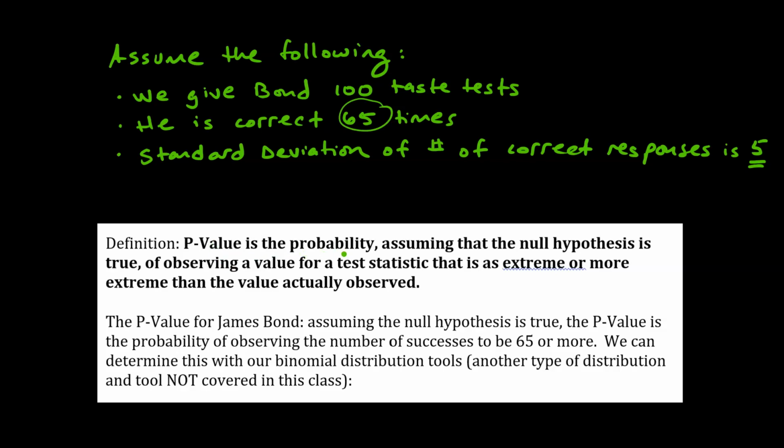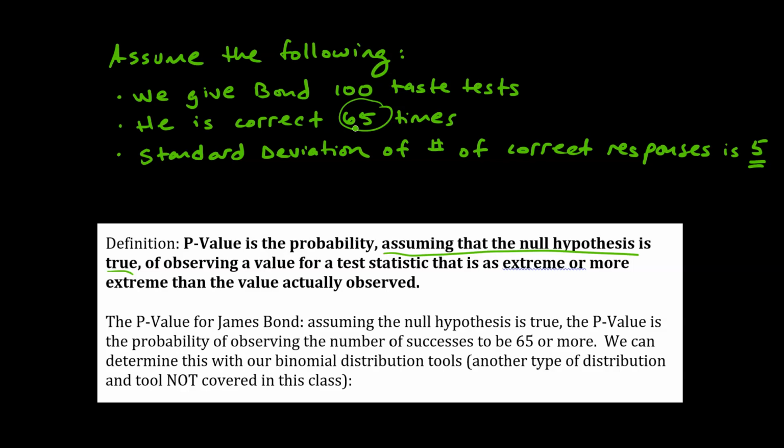A p-value is the probability, assuming that the null hypothesis is true, of observing a value for a test statistic that is as extreme or more extreme than the value actually observed. So here we're saying, what is the probability, assuming that James Bond doesn't have the ability to tell the difference between a martini that's shaken or stirred, that he's correct 65 times or more extreme?